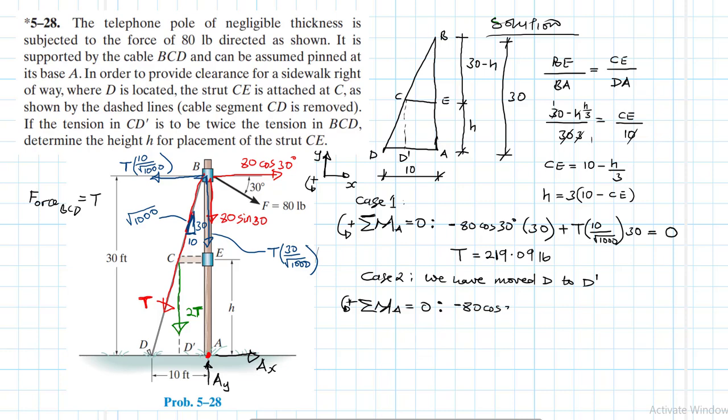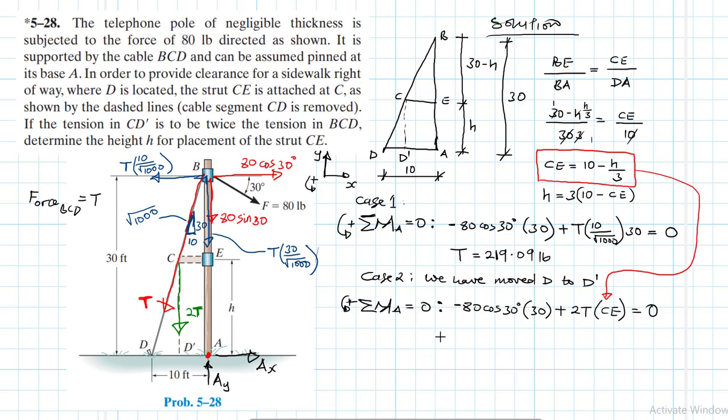80 cos 30 times 30, okay, and then plus 2T. This one, the 2T is going to cause anti-clockwise. 2T times CE, the lever arm CE, which is equal to 0. Mind you, we found already what CE is. We said CE is going to be equal to this. Remember this? Okay, so we just get this and come and plug it there.